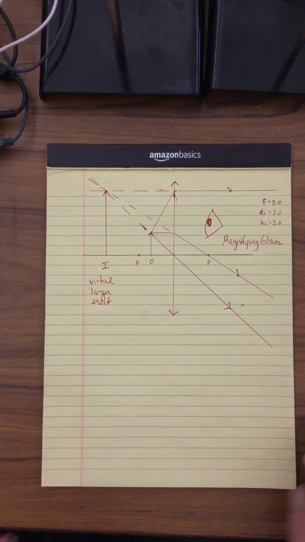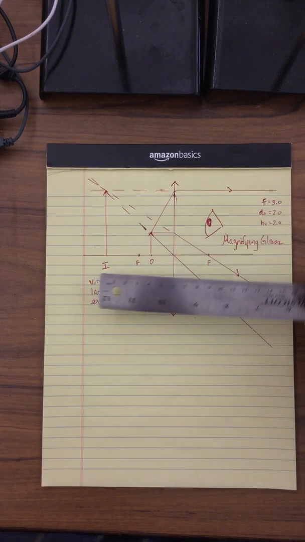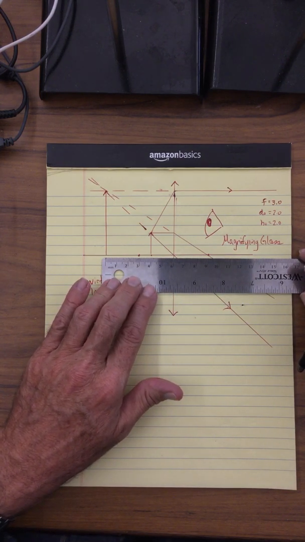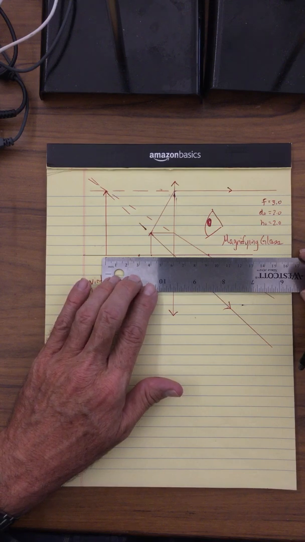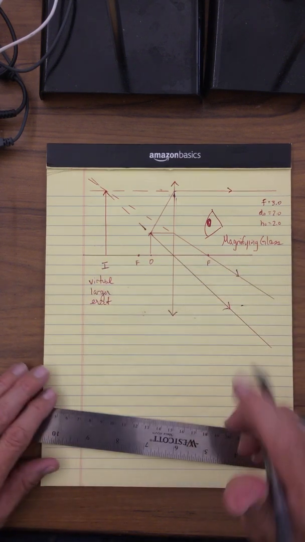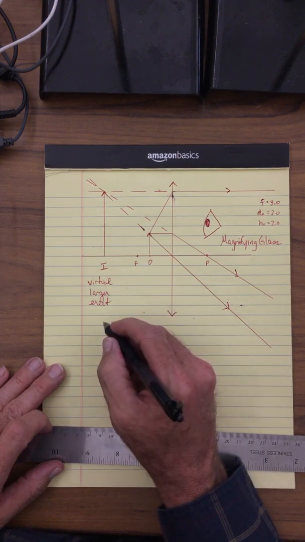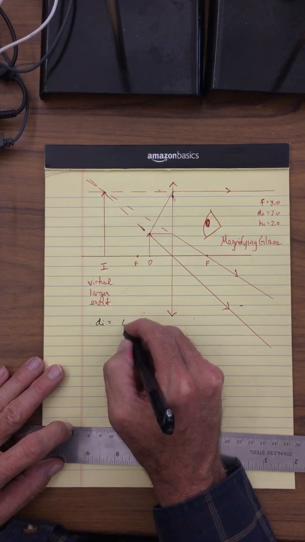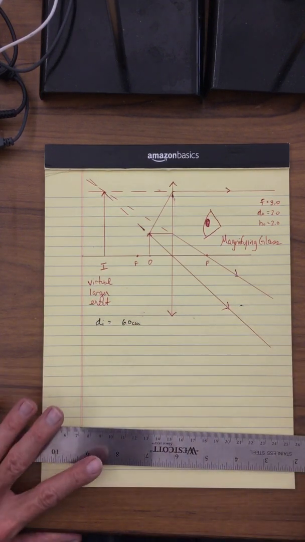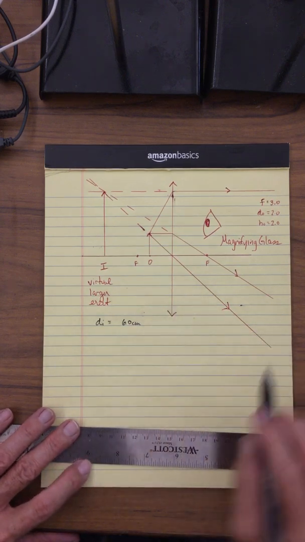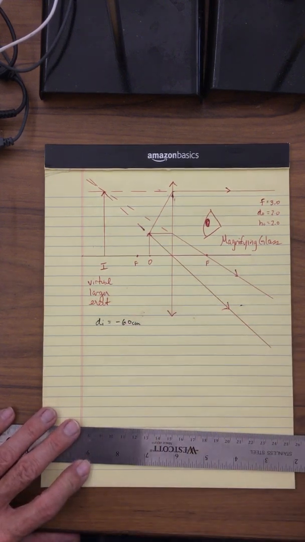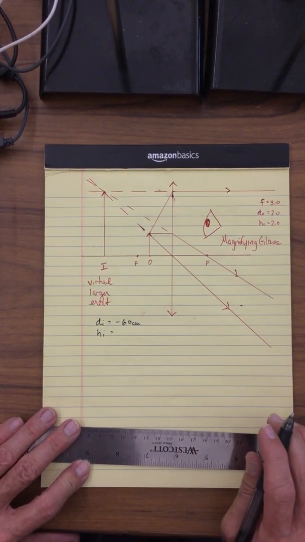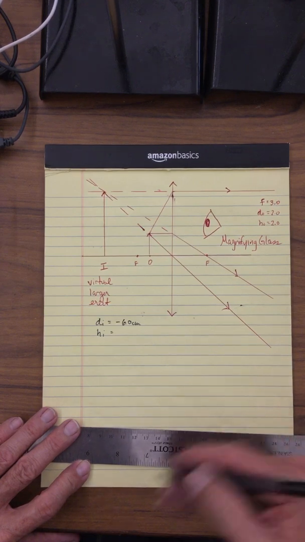So let's do some mathematics. We're going to be measuring to see where our image occurred. For me, it's very, very close to 6. You can see it's about 6 centimeters away. So the distance of the image, according to my graph here, is 6.0 centimeters. However, it's actually on the same side as the object, so it's a negative. The height of the image is actually positive because it's an erect image.